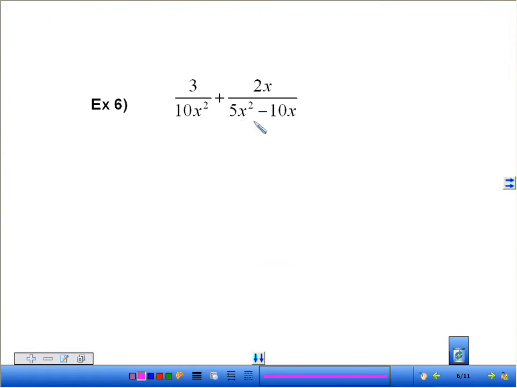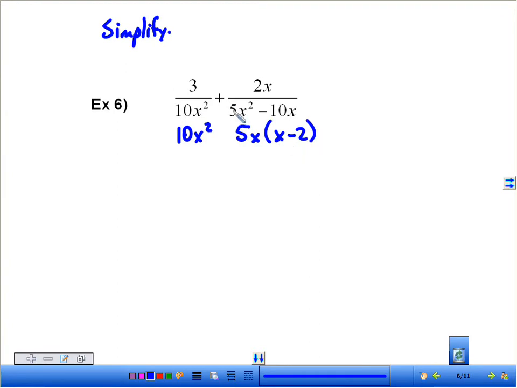Let's see how it works when we're simplifying. The instructions for this problem would be to simplify, which is really just to add. So the first thing we want to do is factor our denominators. This one doesn't factor. We're going to leave it just like it is. This one factors by taking out a 5x, and we're left with x minus 2. I'm going to mark that out because this is the factored term. I can go ahead and mark that one out there too.